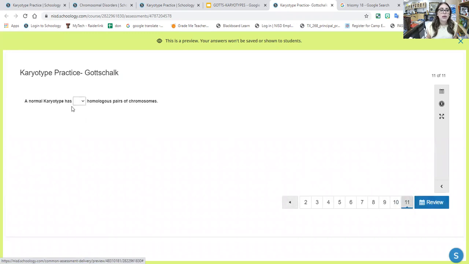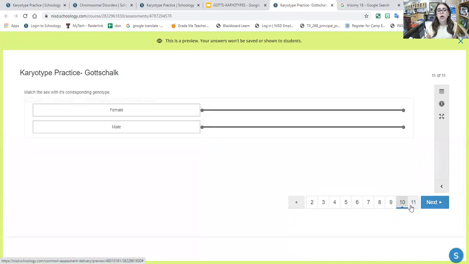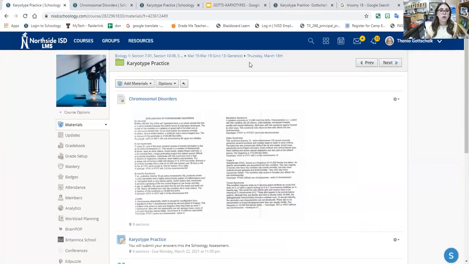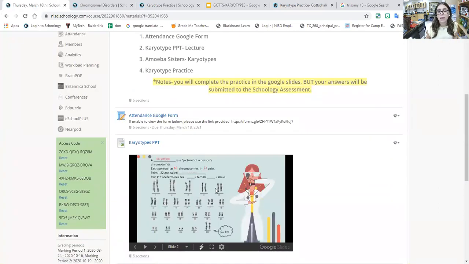Now, once you get towards the end, there are a couple of questions just about karyotypes. If you are having a hard time with these 2 questions, you can always go back to the main Schoology folder for March the 18th. And there you will find the karyotype PowerPoint presentation to help answer those questions.